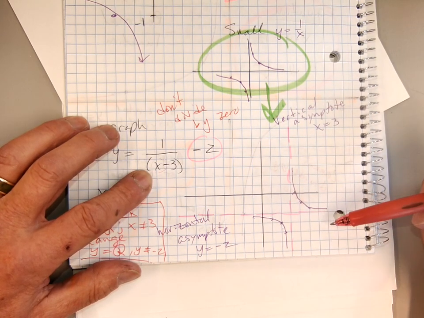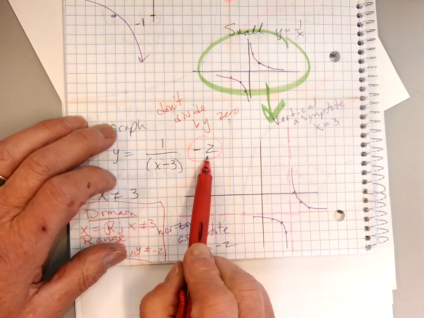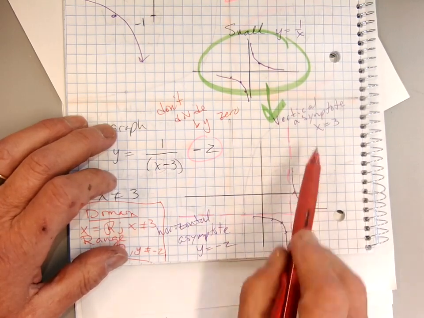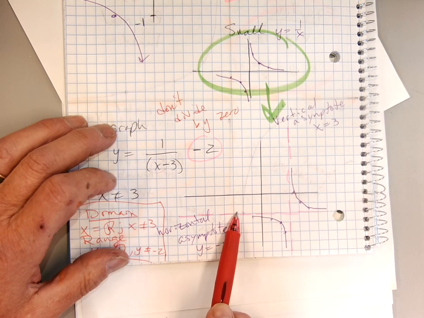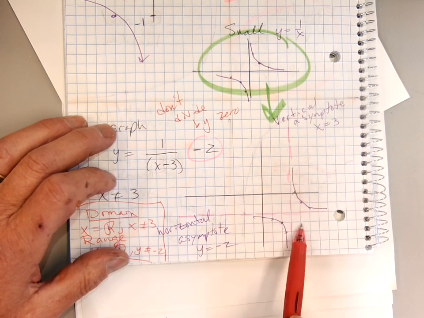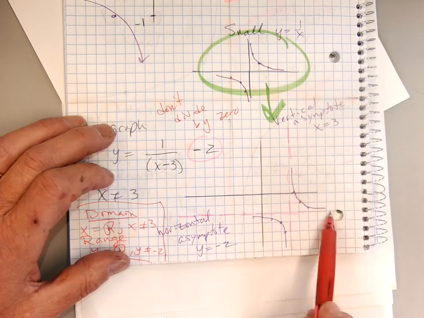So when we graph this and we have our horizontal asymptote at negative 2, we graph this function here. You can see it goes off to positive infinity and negative infinity, but it's bound by these asymptotes.